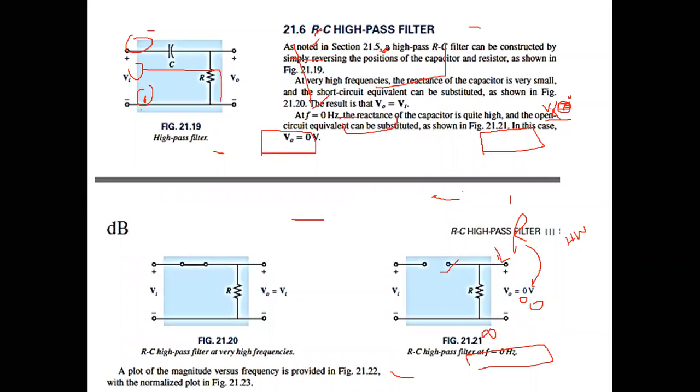Okay, now the high pass filter. As I have already told you, the high pass filter is the reciprocal of the low pass filter. In the previous case we were getting the output from the capacitor, but now in this case we are getting the output from the resistor.